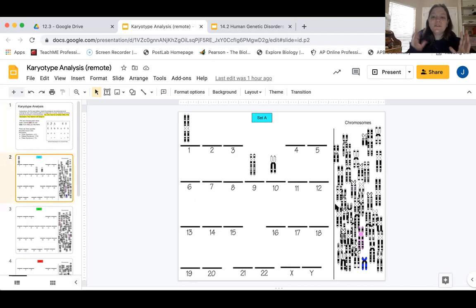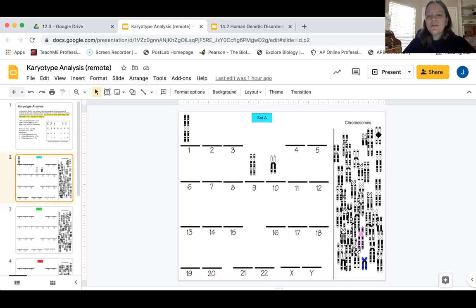So if you do this in the paper version, you're going to cut them all out. The thing I don't like about the paper version is that if you breathe on these little bitty things, they fly everywhere and then you end up losing chromosomes. Not that that has happened to anyone ever all the time. The digital version is a little better because you don't have that problem.